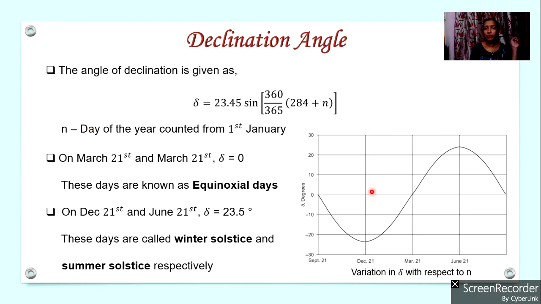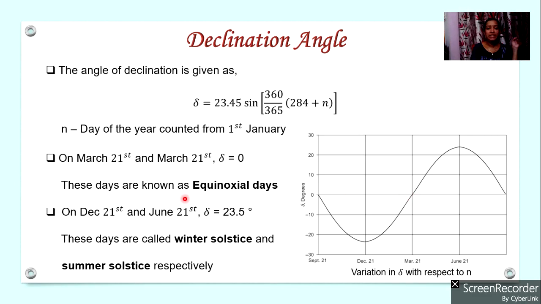This graph shows the variation of delta over 1 year. We know the equation for delta is a sinusoidal equation, so this graph will be a sine wave. We can see from this graph that on September 21 as well as on March 21, the value of delta is 0. The declination is 0 on September 21st as well as on March 21st.